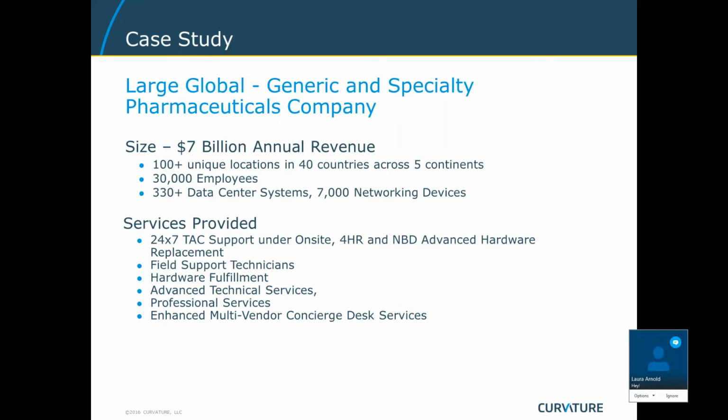In the case study here, we have a large global pharmaceutical company, about $7 billion in annual revenue. What we see here is that this is a typical use case for a large enterprise organization. In fact, they feel the pinch the most. They have multiple different sites, thousands of employees, and multiple data centers and networking devices to support. There's all kinds of services wrapped around that, required to keep that infrastructure up and running, with field support technicians and hardware fulfillment. Customers want to focus on their core competency and are looking for alternatives to support these environments at a lower cost of service.